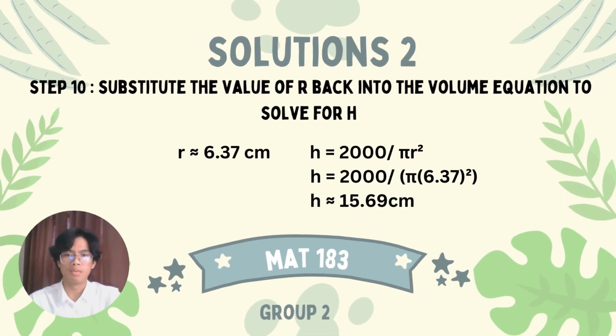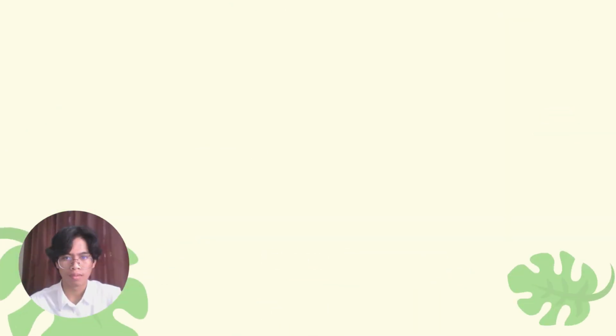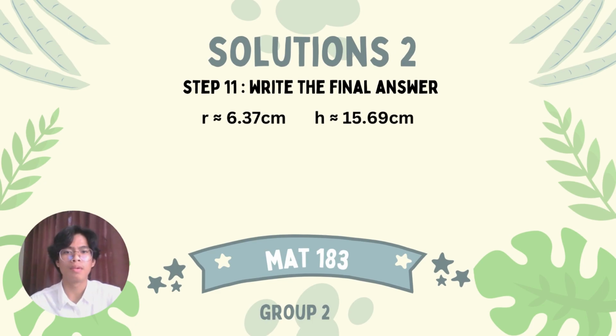For the next step, we have to substitute the value of R back into the volume equation to get the H value. So first, we write down the H equation, which is H equals 2000 over pi R squared. Then we substitute the value of R. For the last step, which is step 11, we just need to write the final answer. So we get R equals 6.37 centimeters and H equals 15.69 centimeters.